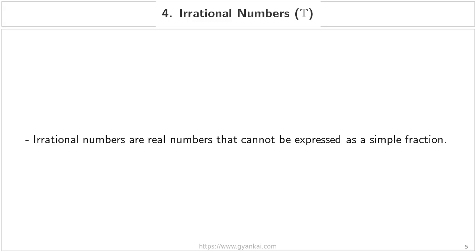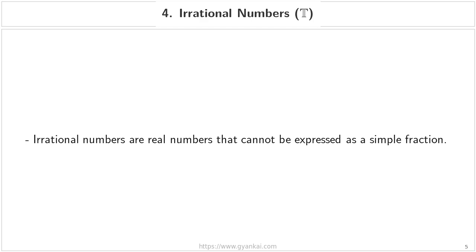4. Irrational numbers. Now that we have explored the rational numbers, which we can easily write as fractions, let's look at their counterpart. The irrational numbers, which we denote with the symbol T.